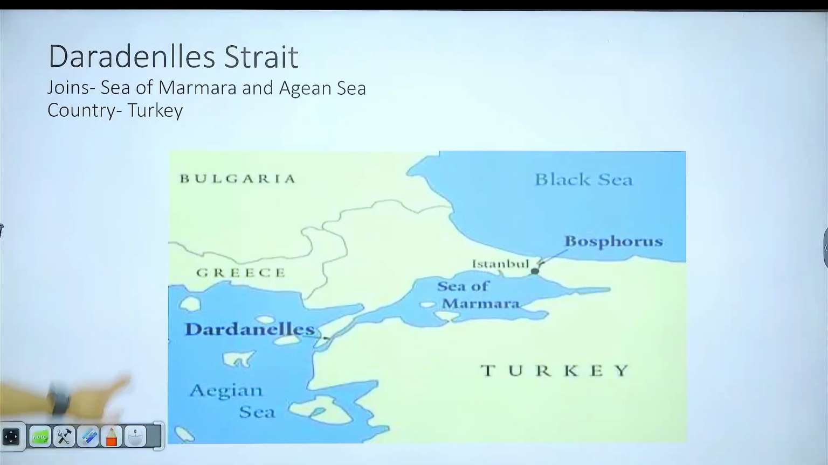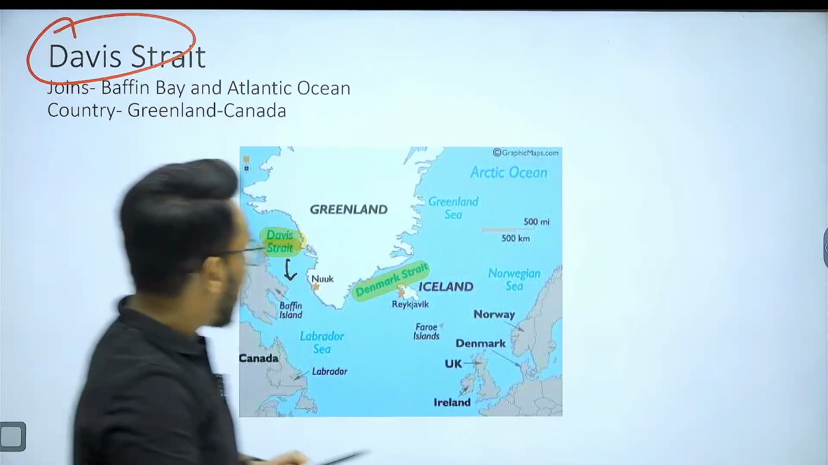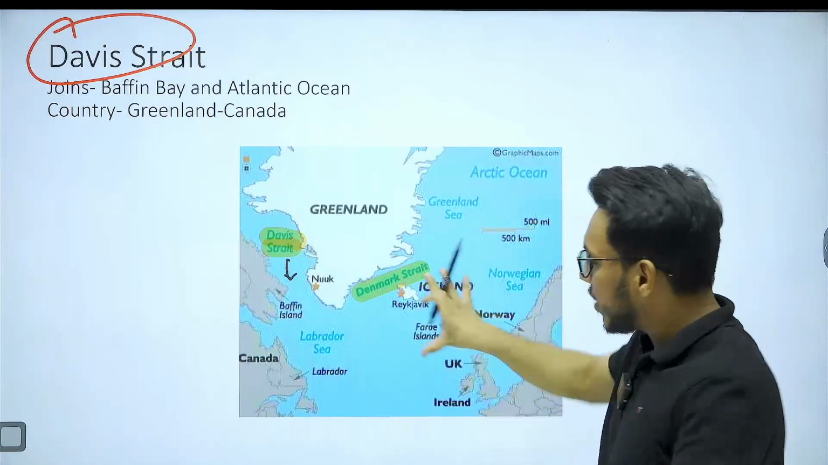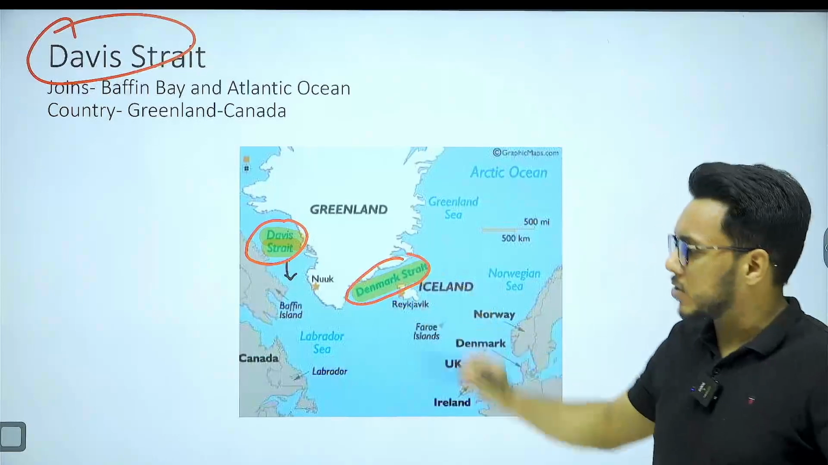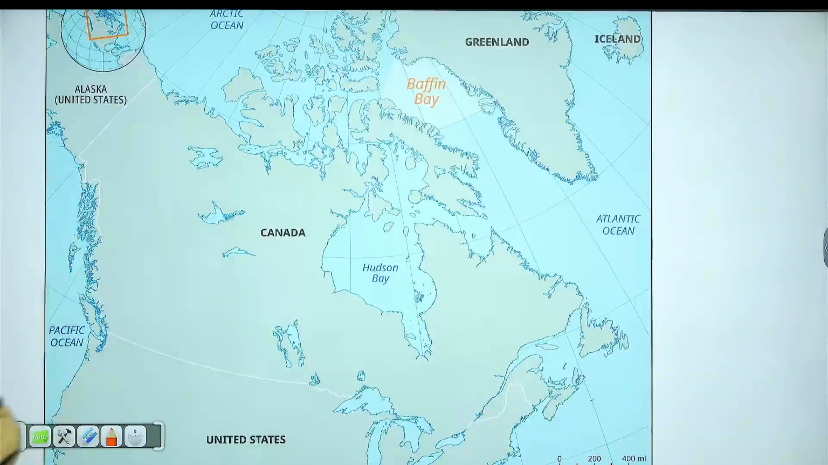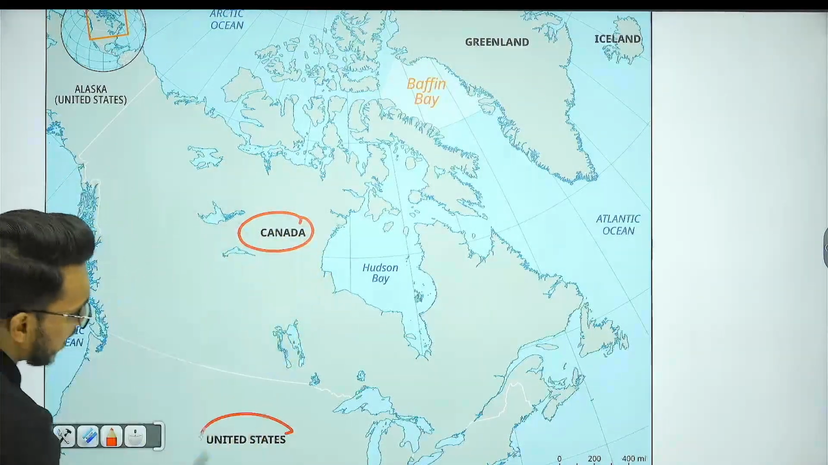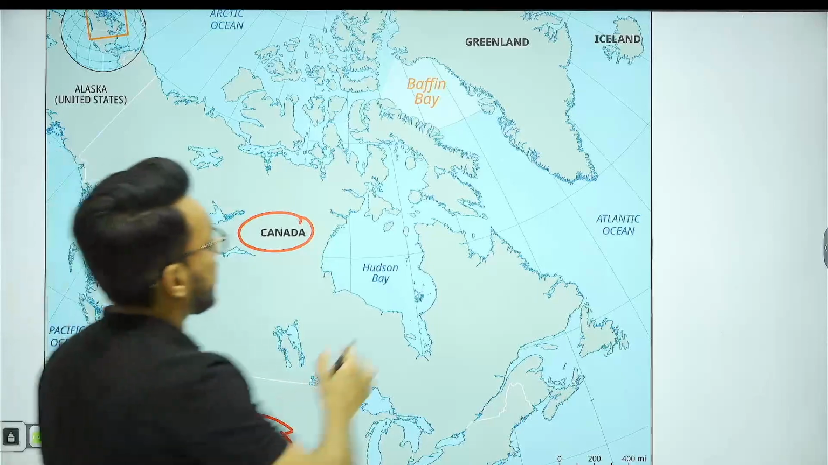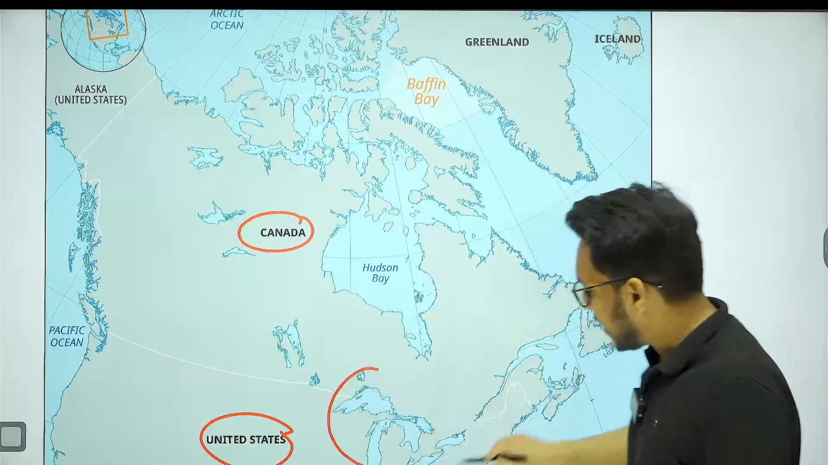Moving to the next one, Davis Strait. Now basically guys, here actually we have two straits. One is Davis that we'll discuss, and the second is the Denmark Strait. First of all guys, let's see a little bit of a bigger map of this particular area. So guys, here we have Canada. Here we have United States, US. Here we have Atlantic Ocean. Okay, here we have these Great Lakes.